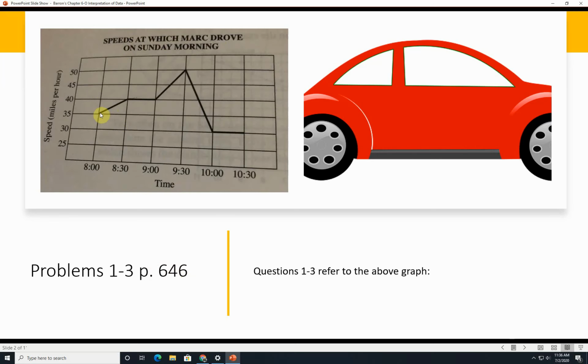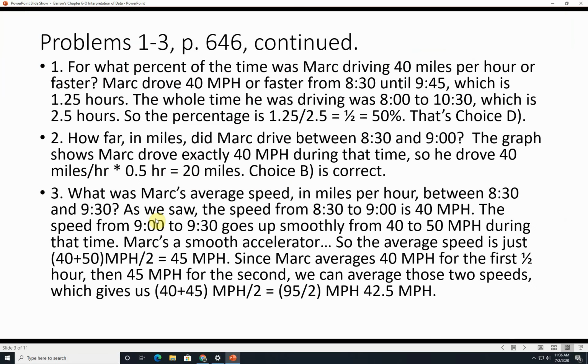So page 646, the first 3 problems, questions 1 through 3, refer to the above graph. So we see this graph here. We can see the speed in miles per hour and the time of the morning. So it looks like Mark drove from 8 a.m. till 10:30 a.m. And the speeds go from 25 to 50. Looks like the slowest he went was 30, and the fastest he went was 50. So let's get going. Problems 1 through 3 continued.